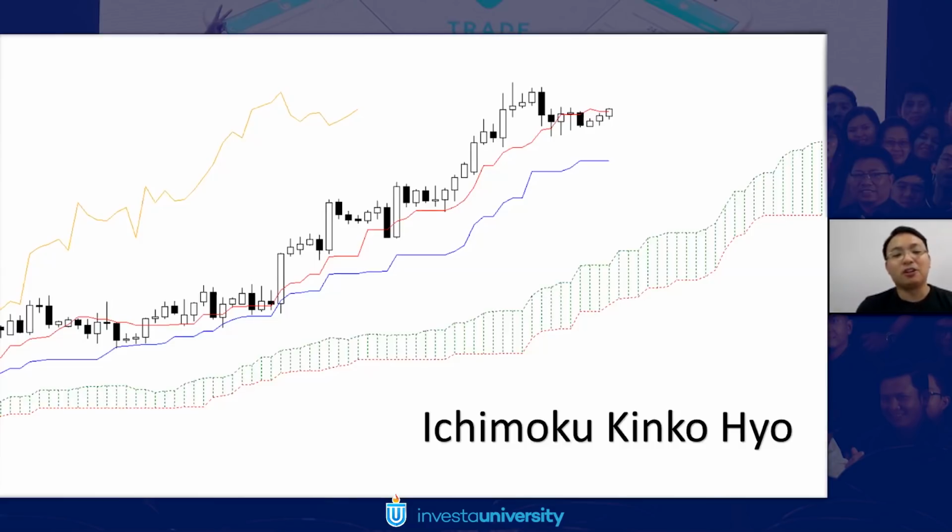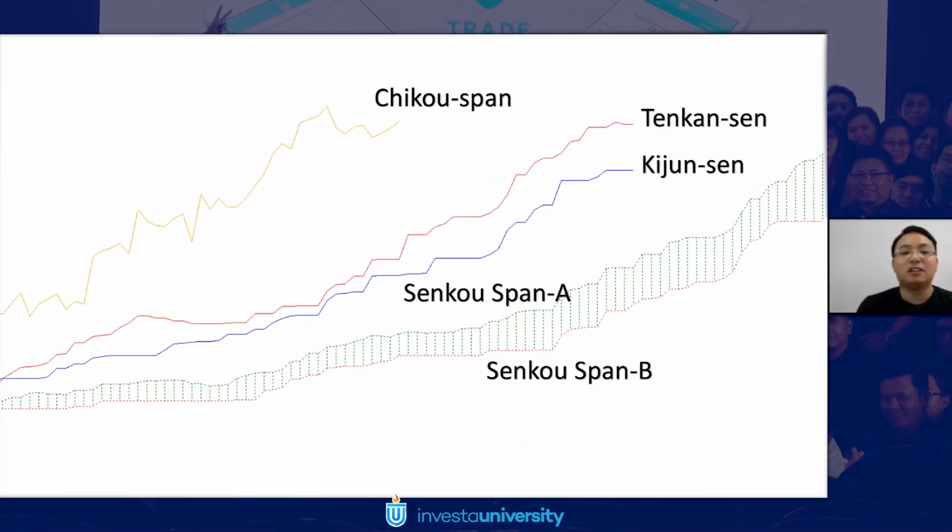You have your cloud-like structure there that is actually comprised of 2 lines called your Senkou Span A and Senkou Span B. Plus you also have your delayed line which is called your Chikou Span. So isa-isahin natin sila. This is actually what you're seeing right there. Okay, so the blue and the red line, yan yung Tenkan-sen and Kijun-sen. And then the cloud-like structure that you're seeing there is actually made up of 2 lines as well. You have your Senkou Span A and B.